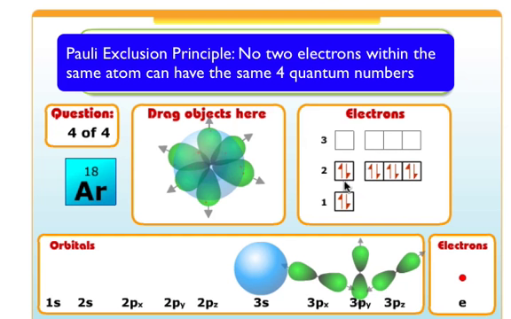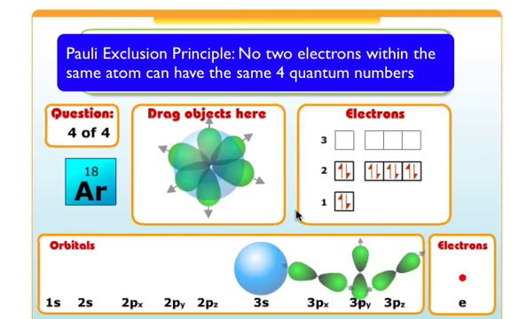And note that the Pauli Exclusion Principle here states that no two electrons within the same atom can have the same 4 quantum numbers. And what that means is that, for example, in this orbital, the 2px orbital, we're going to have 1 electron that is energy level 2, sublevel p, and then orbital x, and 1 electron in there is going to have a +1/2 spin, and the other one's going to have a -1/2 spin. So every electron within an atom is going to have different 4 quantum numbers, and that's the Pauli Exclusion Principle.